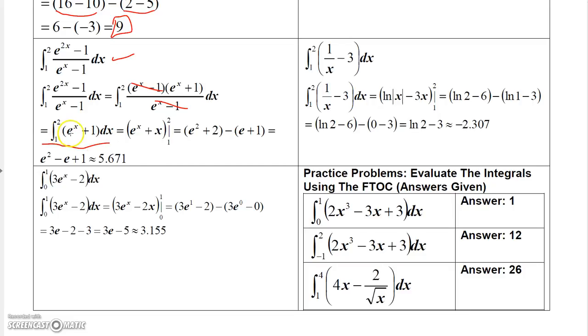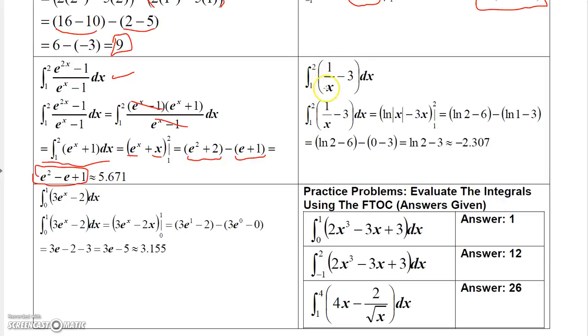Well, when you integrate e to the x, you get e to the x, and when you integrate 1, you get x. Now evaluate this at 2, and I get e squared plus 2, and then minus evaluate this at 1, and I get e to the first plus 1. Then remove the parentheses, and I get e squared minus e plus 1, because 2 minus 1 is 1. This is the exact answer, and 5.671 is an approximation.